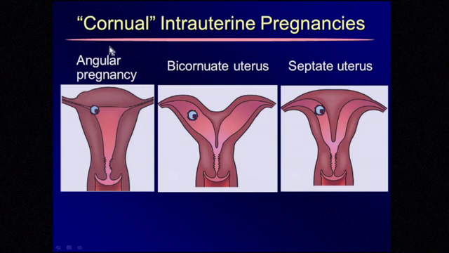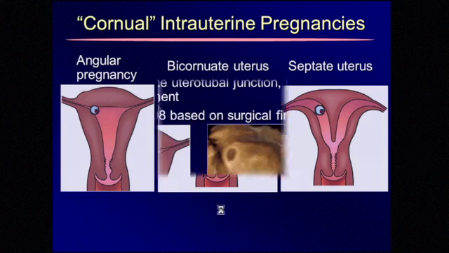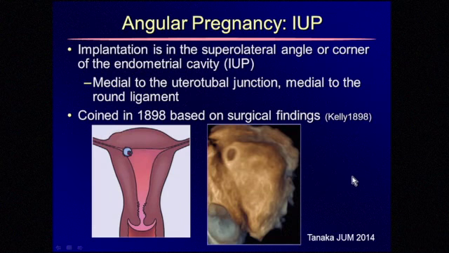Now the three cornual type pregnancies that are actually intrauterine pregnancies. So that's this term, angular pregnancy, bicornuate uterus, and septate uterus. So let's look at them. So what is this angular pregnancy? This is not a term that we use very often. I think it is very important for you to be descriptive when you describe this, more so than using that term.